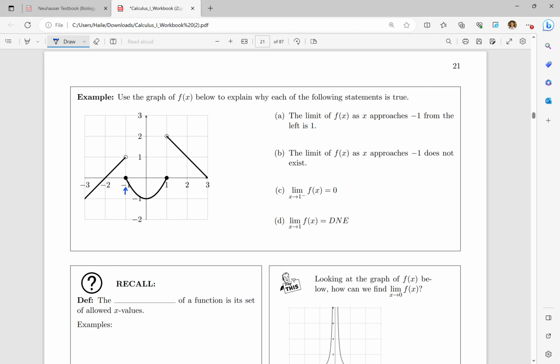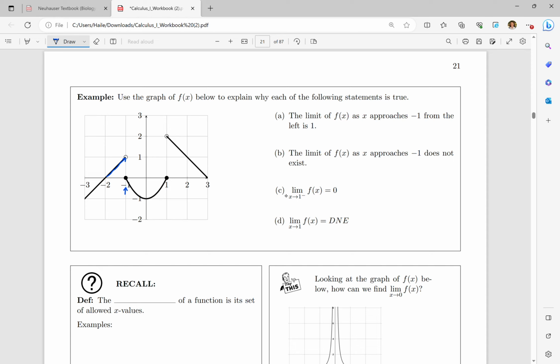And if we want to approach this from the left, we need to decide which branch of the function we're looking at. So the left is over here. So if we're approaching from the left, what I'm going to do is travel along this little branch right here and see where my function gets really, really close to as I get really close to x is equal to -1. And we see that the y value there is 1.